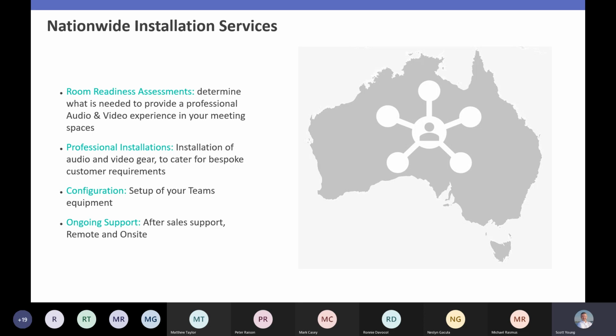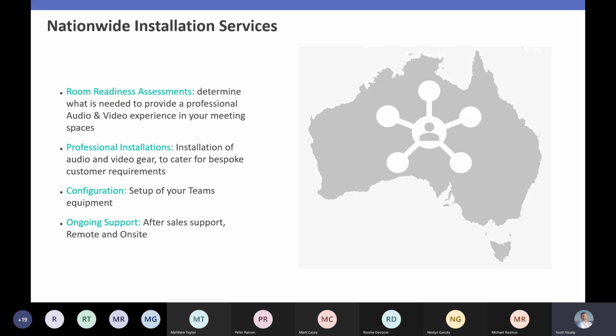So not only will we go out and install the kit for you, but we'll also configure that kit. If it's a Teams kit, we configure that Teams kit to your Teams tenant, providing you give us the details for that room. And then we also have ongoing support for the installation and the kit that's been installed in those rooms.